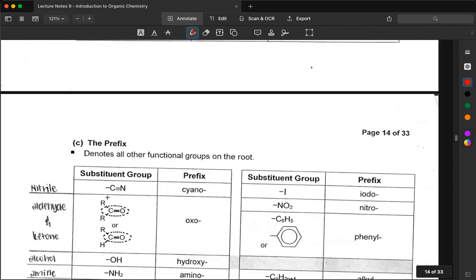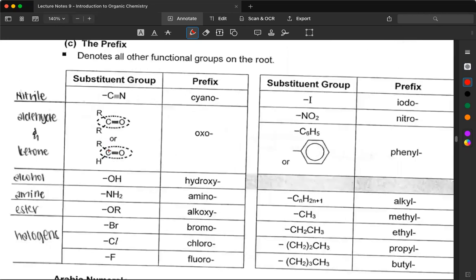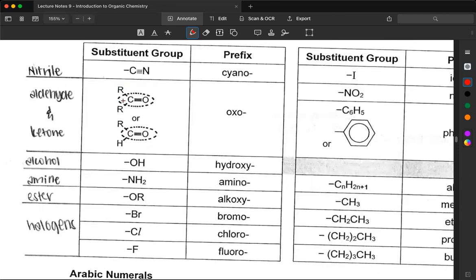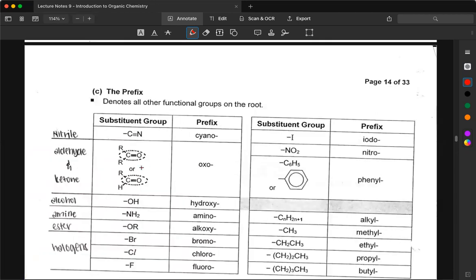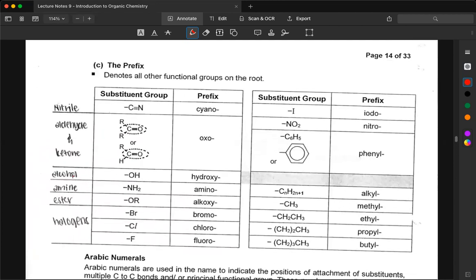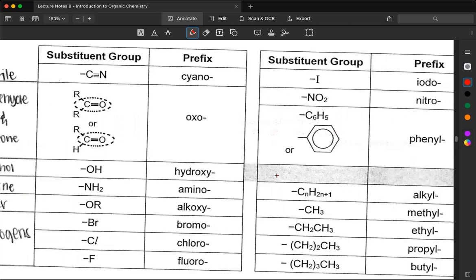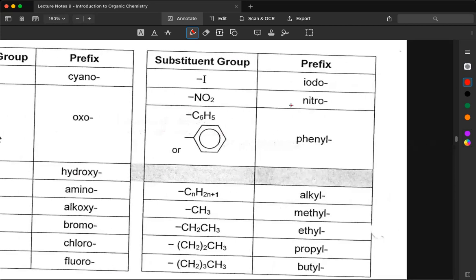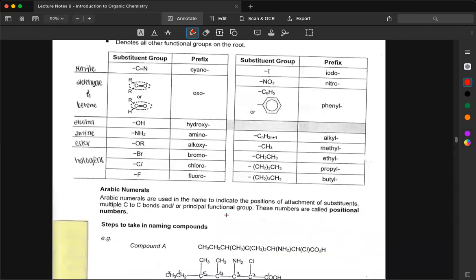These are uncommon ones. So prefix-wise, these are the names that denote all the functional groups on the root. So nitrile, C triple bond N, is cyano. Aldehyde, ketone, oxo. Alcohol, hydroxyl. Amine, amino. Ester, alkoxy. Halogen, bromo, chloro, fluoro, and iodo. This one is called nitro. Then we have phenyl, alkyne, methyl, ethyl, propyl. So this is the whole list that they will be testing you on.